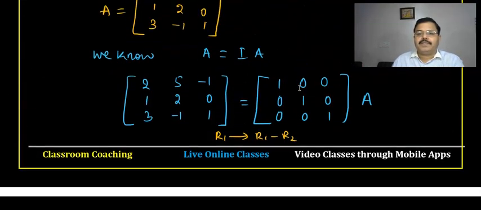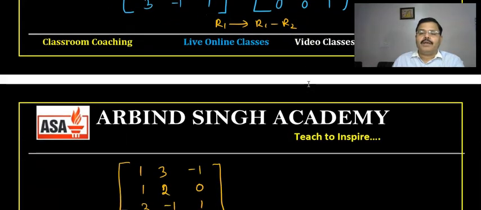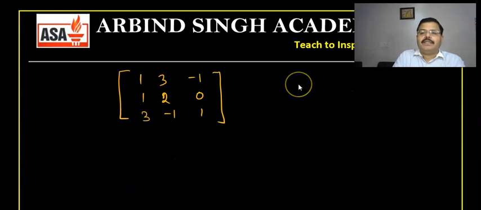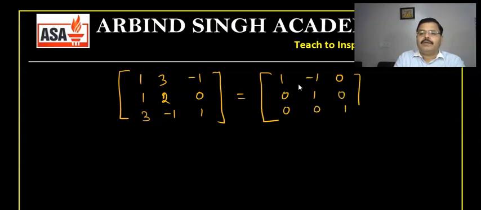Now, R1 minus R2: 1 minus 0 is 1, this will be minus 1 and 0. On the identity side, 1 minus 1 is 0, 0, and 0, 0, 1, and that will be 0, 0 and 1. Okay, and this is A.